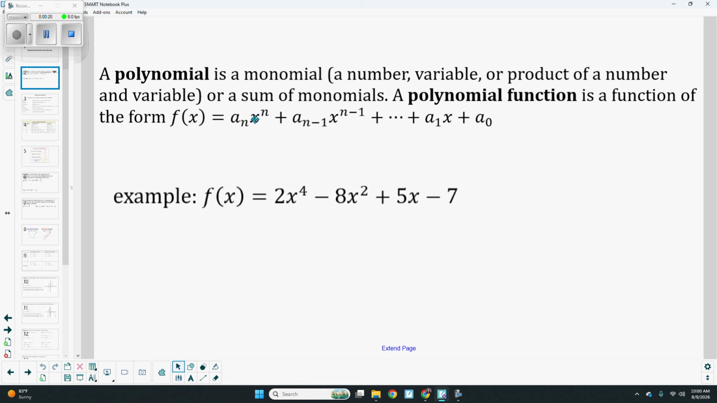So a sub n times x to the n. That's the first coefficient times x to the highest power, plus a sub n minus 1, the next coefficient times the next variable with the next lowest power, and so on. So here it's like 2x to the fourth, there is no x to the third term, minus 8x squared, plus 5x minus 7.